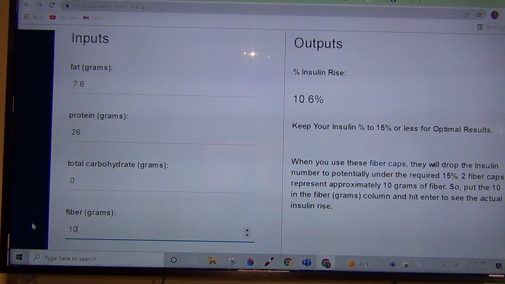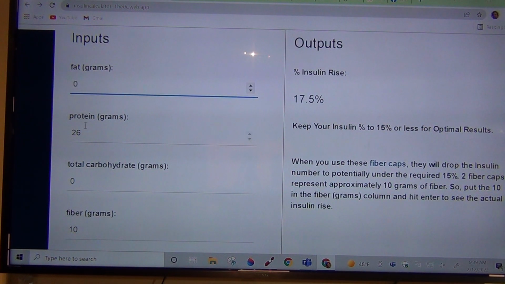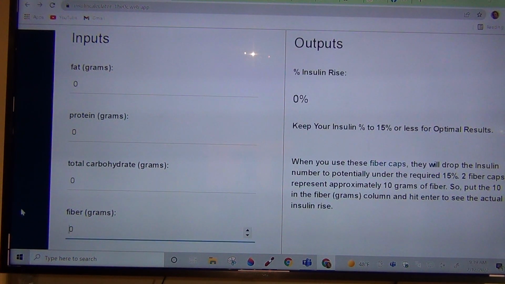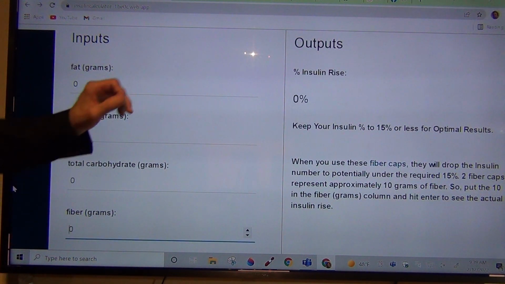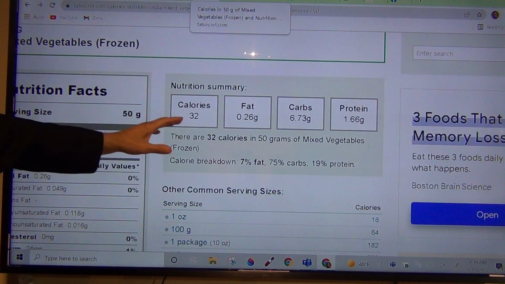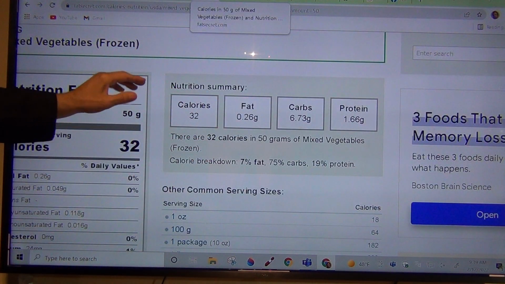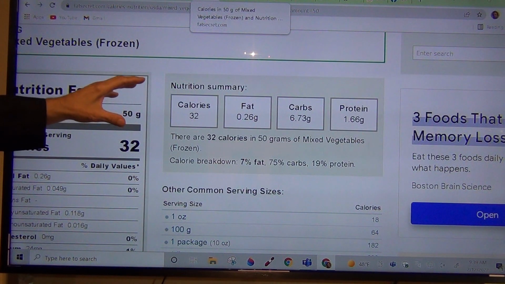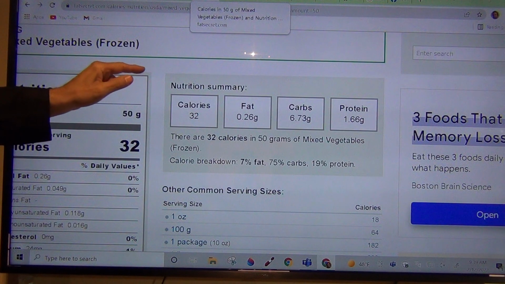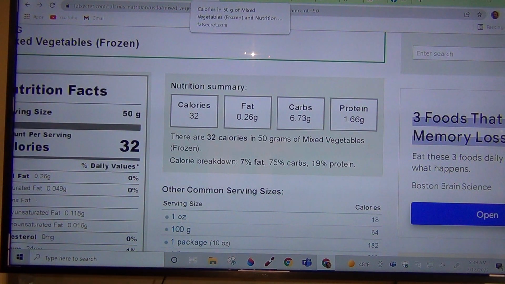So let's go ahead and erase this, and let's do another one. Let's go 0. Always remember to zero your calculator out. You don't want to start out with somebody else's numbers right in there. So we 0, and then we come back in, and I'm going to go over here to buttery mixed vegetables. We're not going to put butter on them yet, but we're going to talk about fat and mixed vegetables, green vegetables, non-starchy vegetables, 0.26, 6.73, and 1.66.